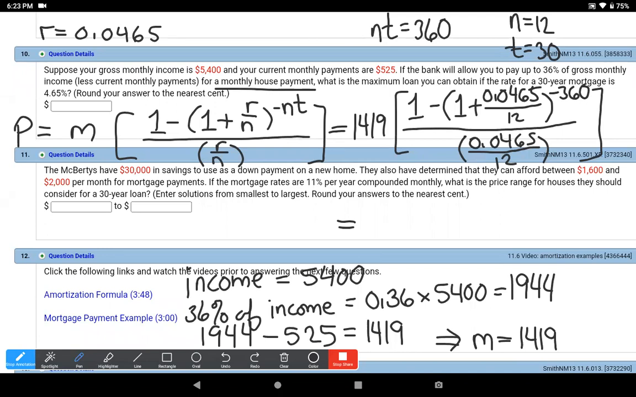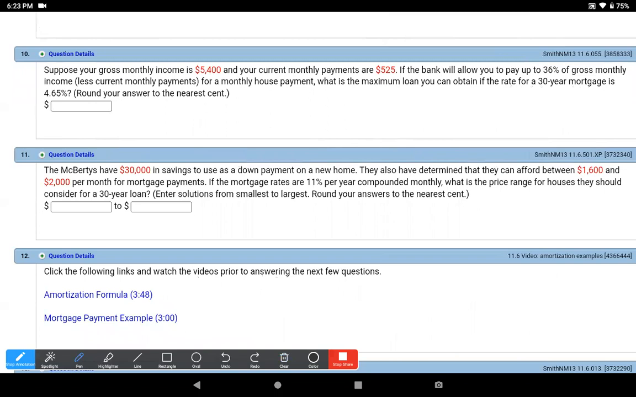And I'm not getting the answer that I wanted. So let me investigate here. I'm going to clear it. Suppose your gross monthly income, right? So income is 5,400 and your current monthly payments are 525. If the bank will allow you to pay up to 36% of your monthly income less.